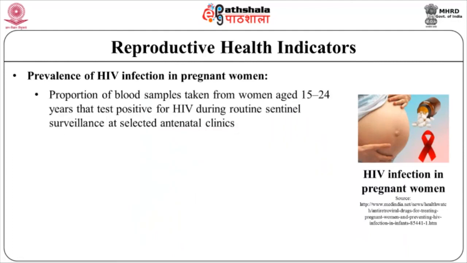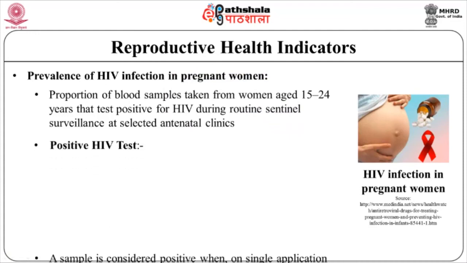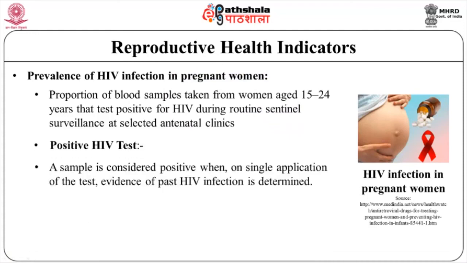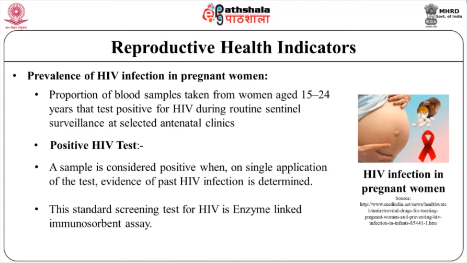The proportion of the blood sample taken from the women aged 15 to 24 years that test positive for the HIV during the routine sentinel surveillance of selected antenatal clinics. Positive HIV test is the one where a sample is considered positive when on the single application of the test, evidence of the past HIV infection is determined. This standard screening test for HIV is enzyme-linked immunosorbent assay.